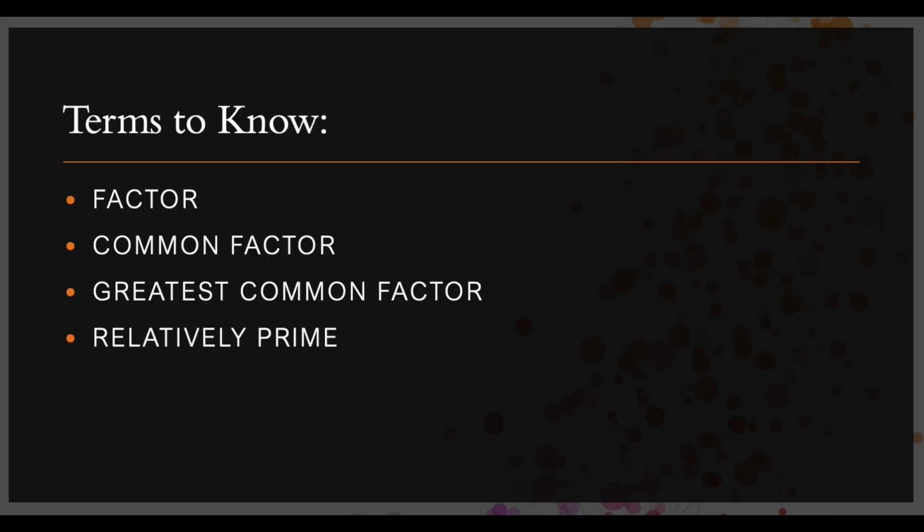All right. Well, today there are 4 terms we're looking at: factor, common factor, greatest common factor. Those all kind of go together. And then the 4th one's called relatively prime, and I'll define that in a little bit. So, hey, let's look at factoring values.